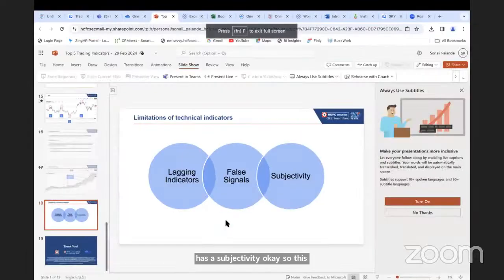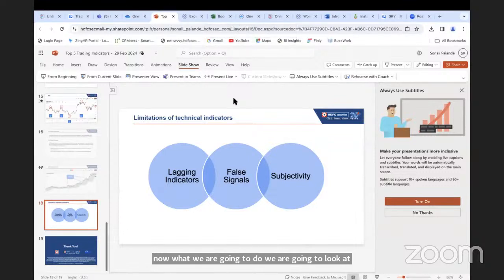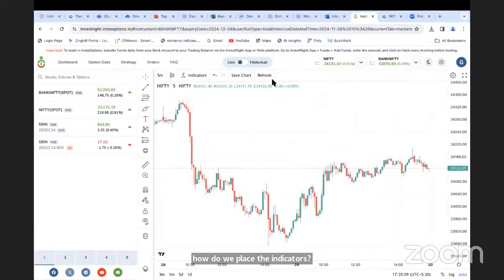Now what we are going to do is look at how we place the indicators. I'm going to take you to Insta options. All of you must be aware that we have this third-party platform which is free for all our HSL users, InvestRight users. If you do not know how to log in to it yet, I'll just quickly show.